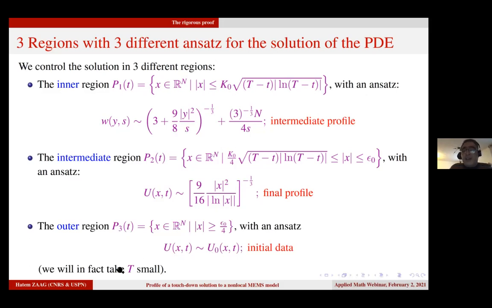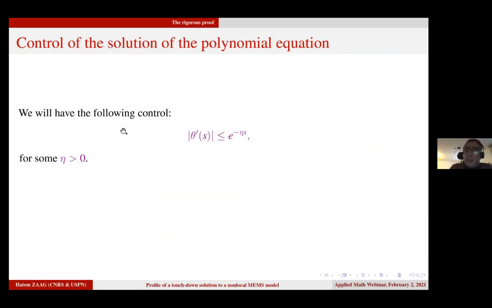Why? Because in fact, here capital T will be very small, so it will not change a lot outside this ball of radius epsilon 0 over 4. Of course, this is over 4, this is over 1, this is over 4. We need some overlapping between the three regions. And we will also make the following control: theta prime less than some exponential. When you do this, theta will immediately converge. So if initially it's far from zero, it will converge to something which is still far from zero.